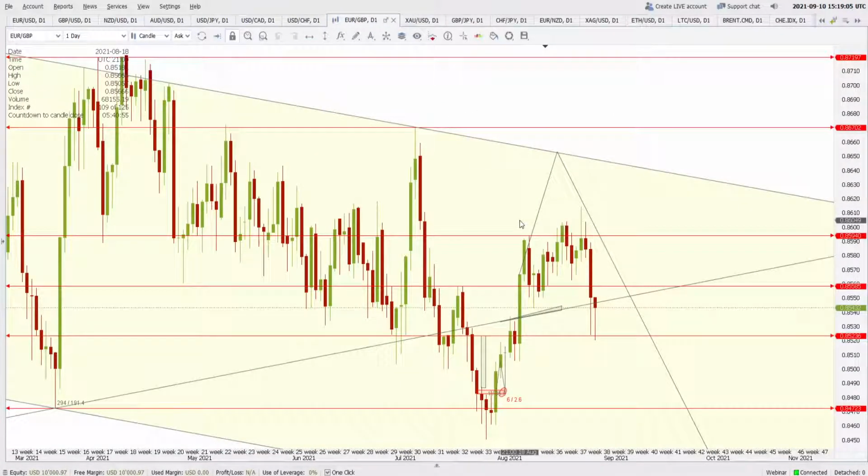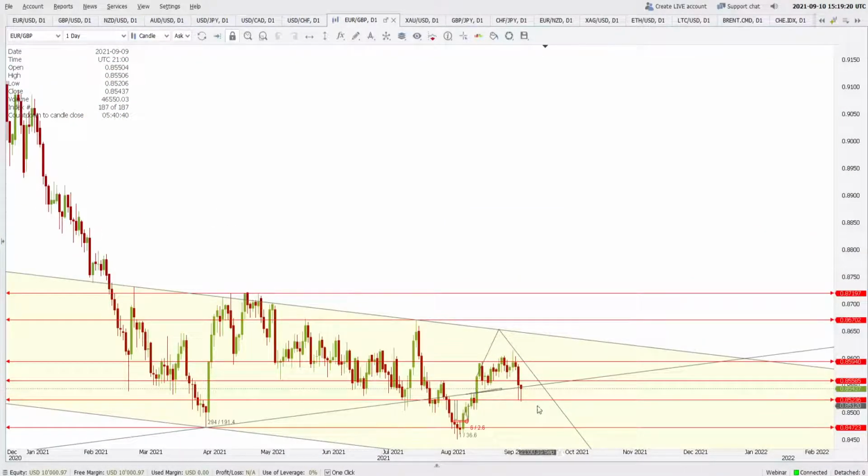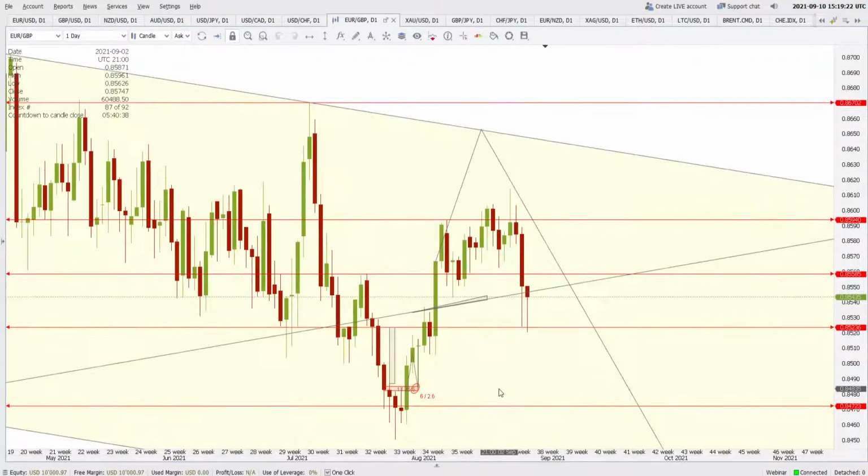EURGBP, the euro against the pound, is bearish as of today and yesterday, but it is finding some support at around 0.8523 region. This region has been of good importance in the past also, so maybe that is why the buyers are watching this area and trying to push the prices higher.